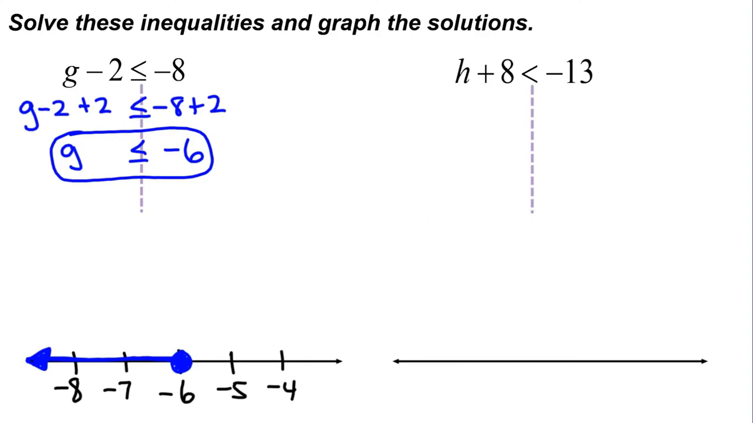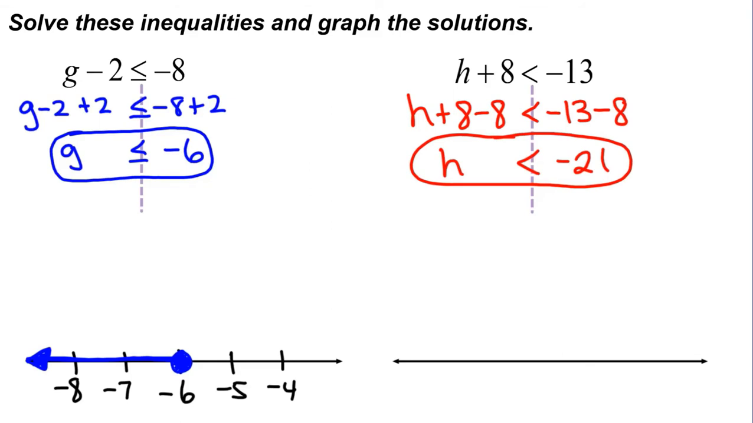Next one, h plus 8 is less than negative 13. Here I want to undo the addition, so I'm going to use subtraction. H plus 8 minus 8 is less than negative 13 minus 8. So again, subtracting 8 from both sides. These two cancel each other out. I have h is less than, and then negative 13 minus 8 is negative 21. So here's my solution. H has to be less than negative 21. Any number less than negative 21 will make this true.